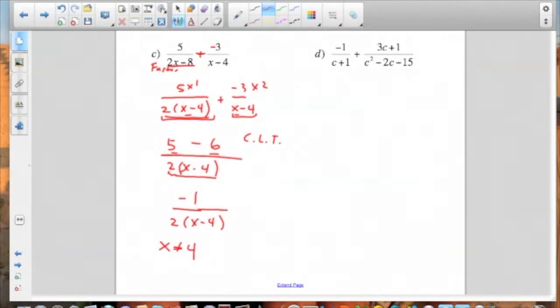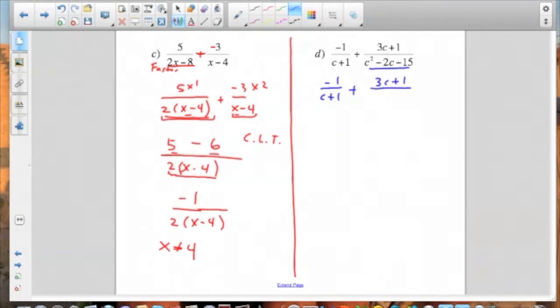All right, so let's try the other one. So on this one, we have to do some factoring right here. That doesn't factor, so I'm not going to touch that. This doesn't factor, so I'm not going to touch that. This does factor. So we get a c and a c, a 5 and a 3, and we have to get a minus, so it's a minus and a plus.